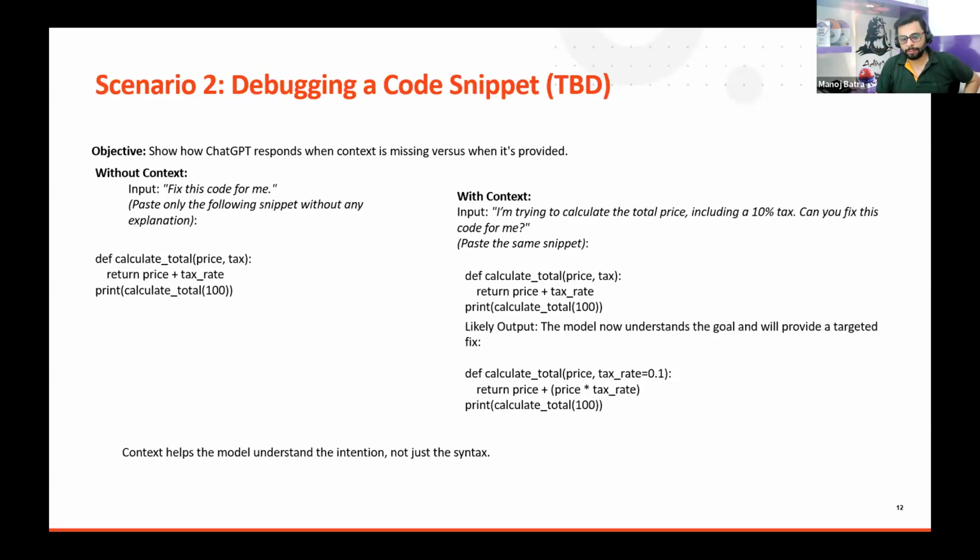So this is another example of context grounding. If you see at the bottom, context helps the model understand the intention, not just the syntax. So here it is not the syntax, it is the intention on the top, right?